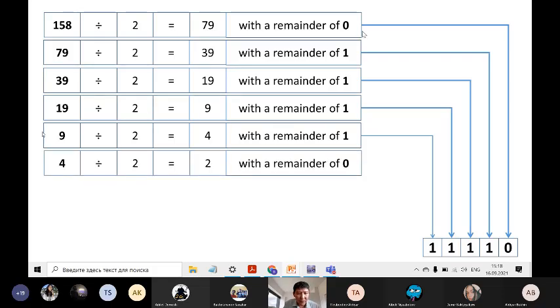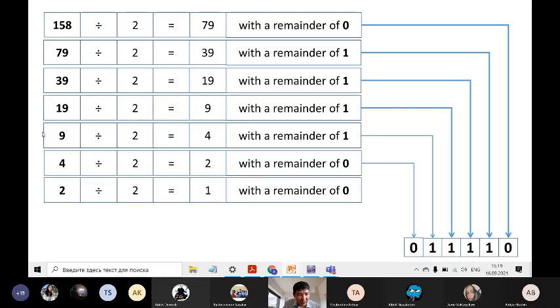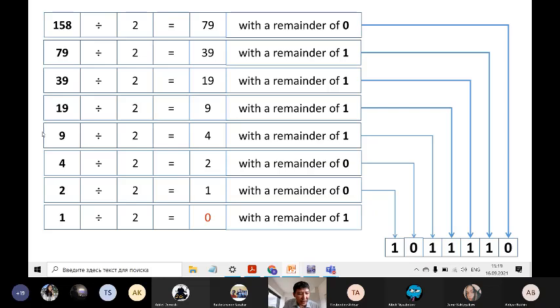4 divided by 2 gives us 2, but in this case we don't have any remainder, so it gives us 0. And next, we will divide 2 by 2. It will give us 1 with a remainder of 0. And last, 1 divided by 2. So actually it gives us 0 with a remainder of 1. This remainder will be our last digit in the binary number. When the quotient is 0, it's the signal to stop.